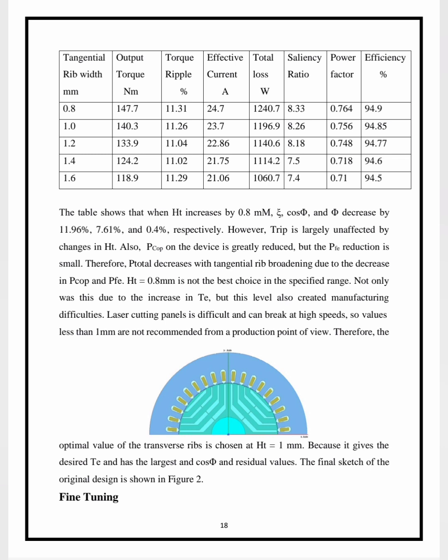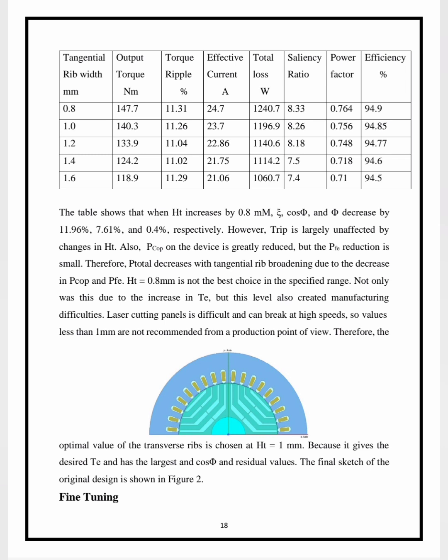As the tangential rib width increases, output torque decreases. Torque ripple is also decreasing. Effective current is also decreasing. Total losses are also decreasing. Saliency ratio is also decreasing. Power factor is also decreasing, and efficiency is also decreasing.